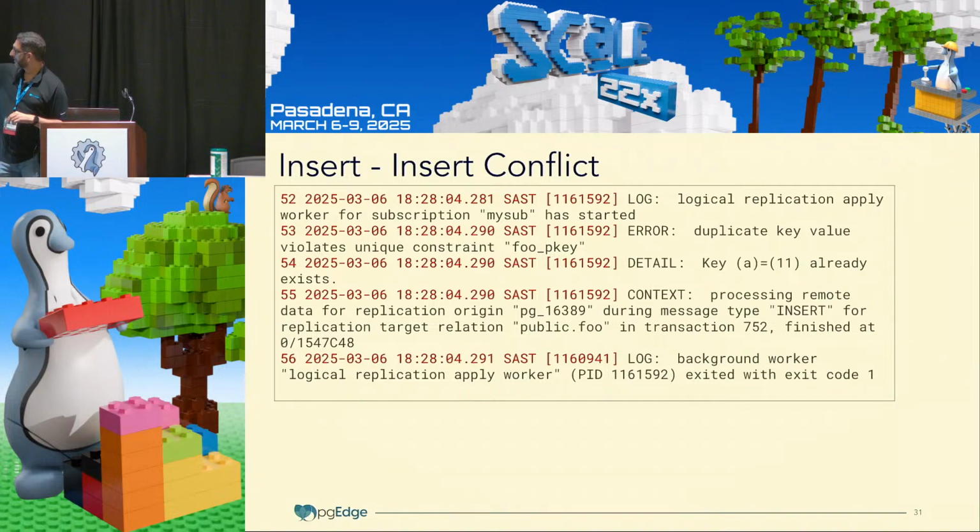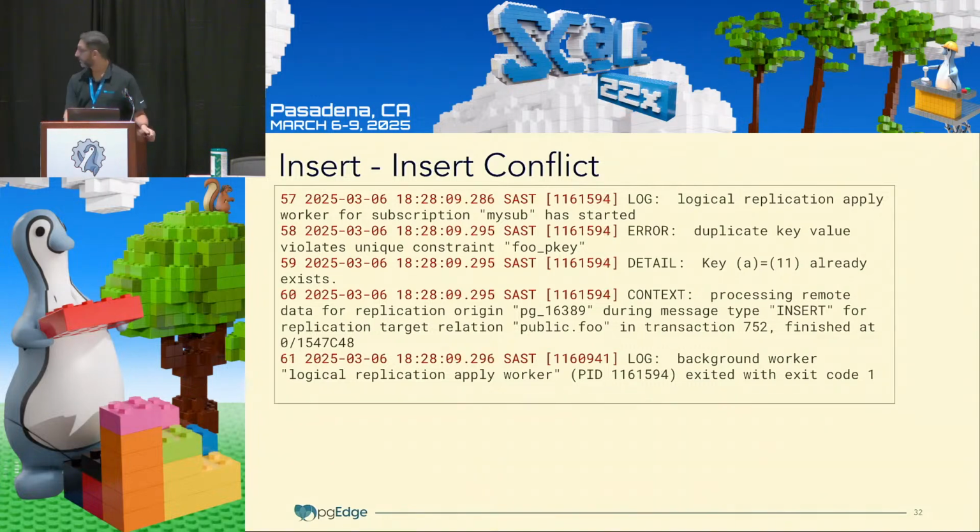The other important thing to note is the numbers in the brackets. Those are your PIDs. You see 592, 592, 592, 592, 941. So 941 is your launcher, that's your logical replication launcher. The first few messages are from the apply worker. By that time, the apply worker has exited, and that message is being emitted by the launcher.